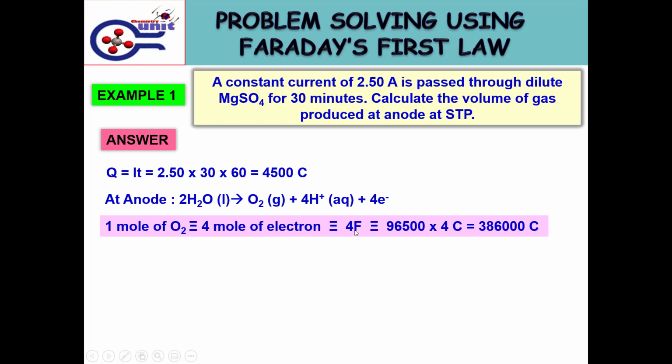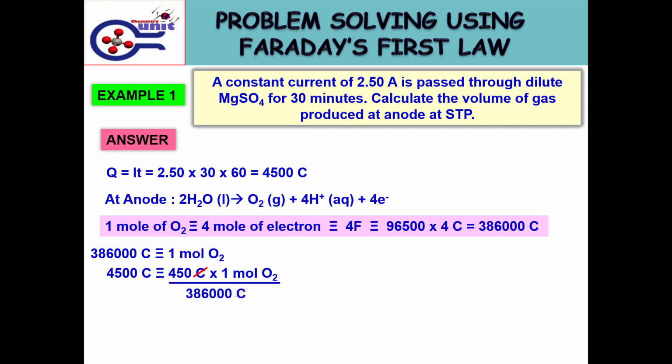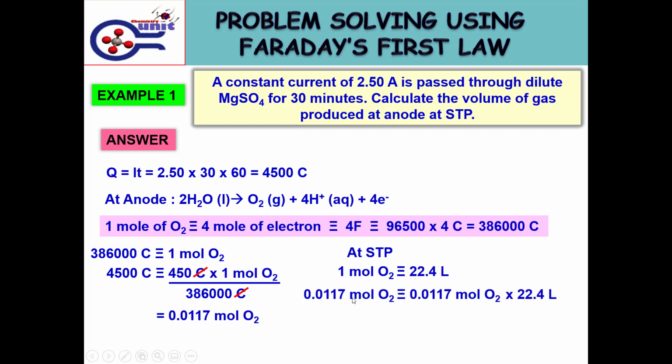4 moles of electrons is equivalent to 4 Faradays, which is equal to 386,000 coulombs. So we make a stoichiometric comparison to find the moles of oxygen gas produced from the quantity of charge here. So 386,000 coulombs is equivalent to 1 mole of oxygen. So when you have 4,500 coulombs, it will produce 0.0117 mole of oxygen. At STP, 1 mole of oxygen occupies 22.4 liters. So when you have 0.0117 mole of oxygen, it will occupy 0.26 liter of oxygen.